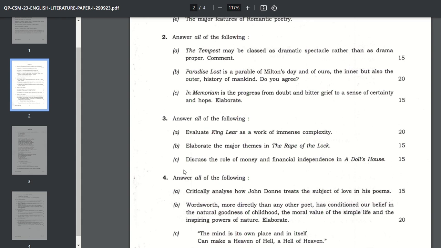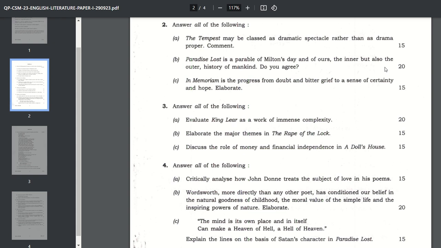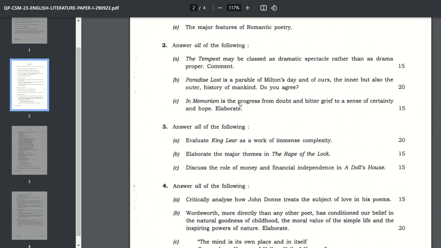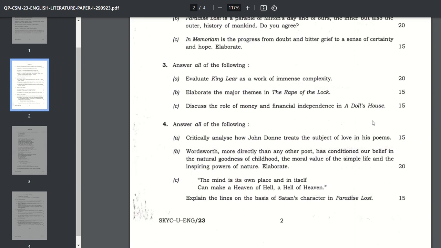So the marking scheme here goes 15, 20, and 15. All the sections have the same marking scheme. So this is the 10 marker question, here is the 10 marker question, and here are the 15, 20 and 15 marker questions.